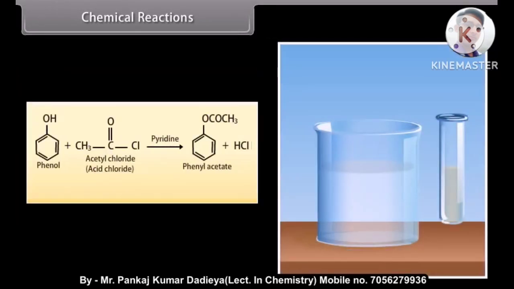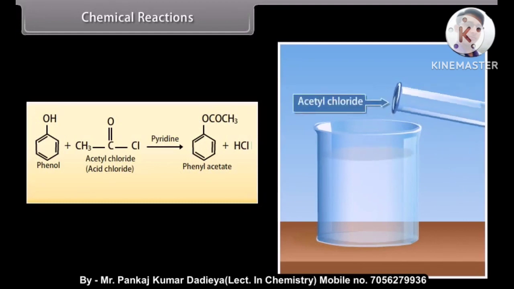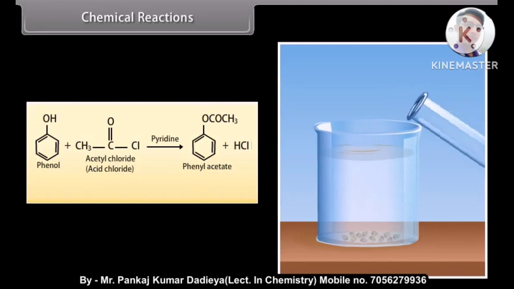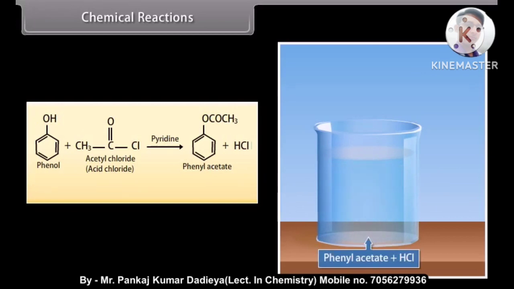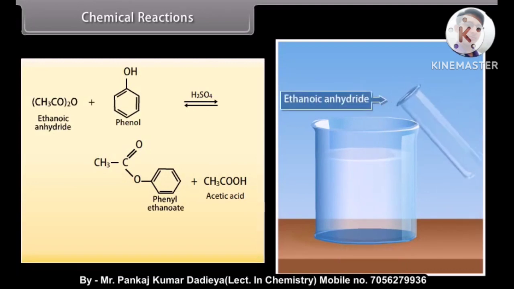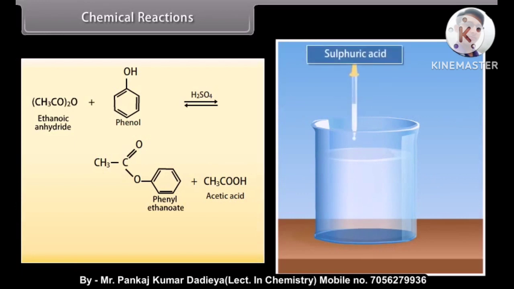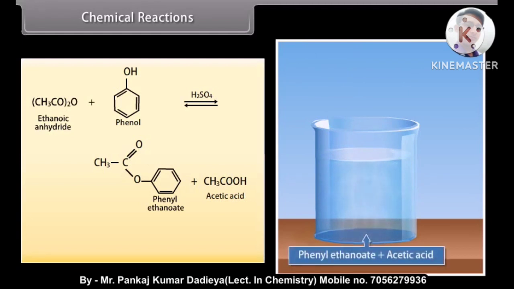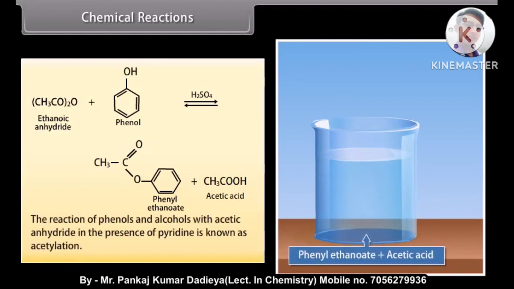Phenol reacts with acetyl chloride in the presence of pyridine to form phenyl acetate and hydrochloric acid. Ethanoic anhydride reacts with phenol in the presence of sulfuric acid to form phenyl ethanoate and acetic acid. The reaction of phenols and alcohols with acetic anhydride in the presence of pyridine is known as acetylation.